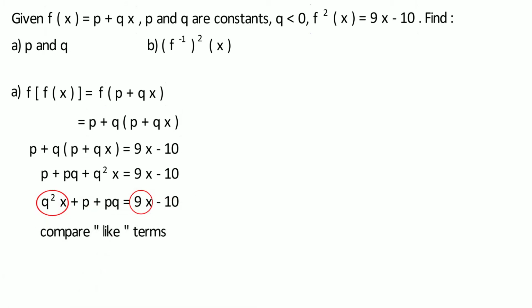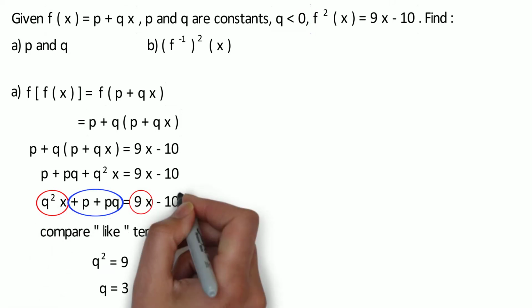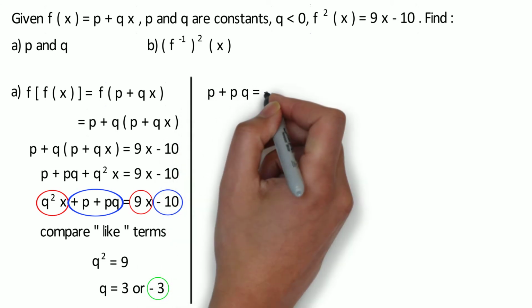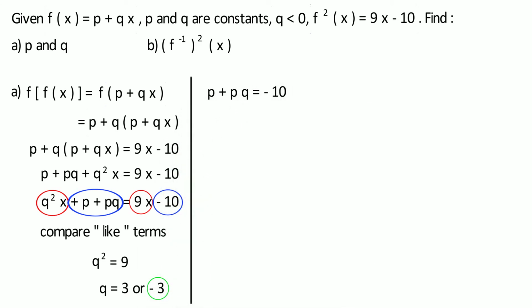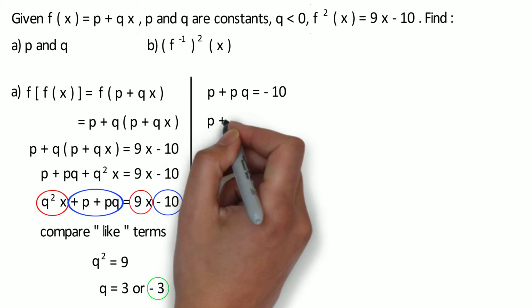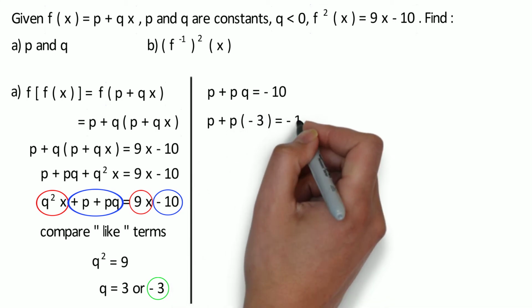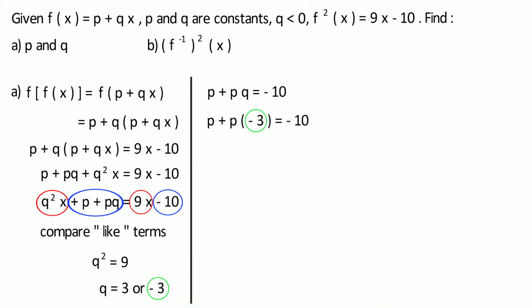So take the coefficient of x for both values, so we get q squared equals 9. So that means q equals 3 or negative 3. But we already know that q is less than 0, so q has to be negative 3. Next, compare the constant values. So we get p plus pq equals negative 10. Now we already know the value of q, so let's substitute that into the equation and we get p plus p multiplied by negative 3 equals negative 10. That gives us negative 2p equals negative 10. So p equals 5.